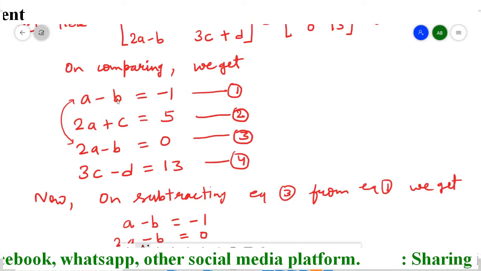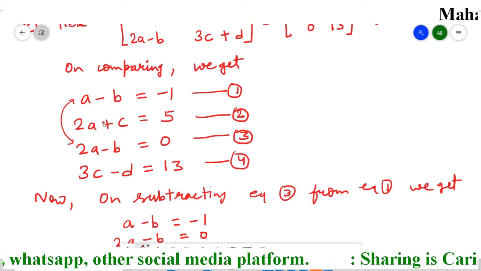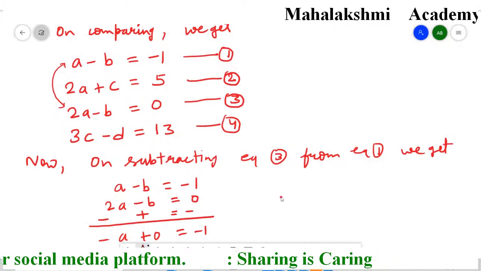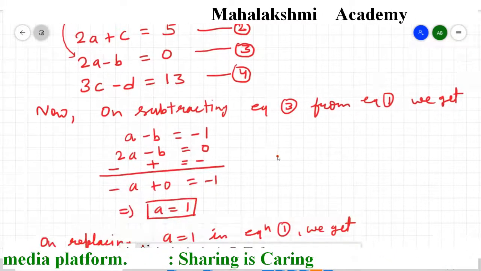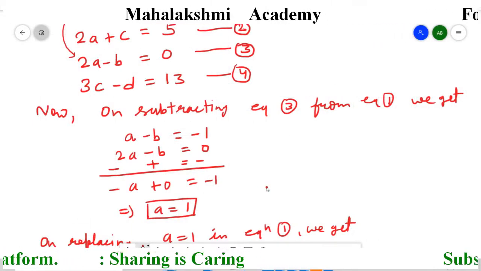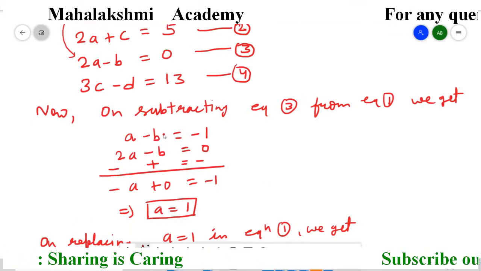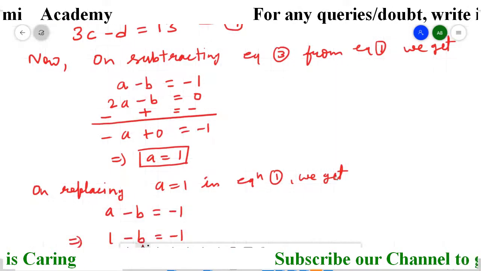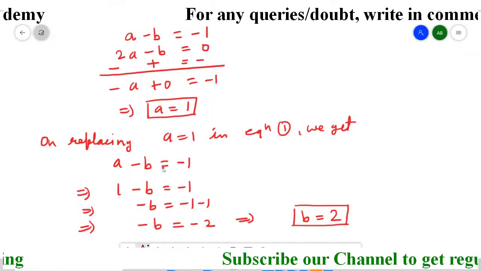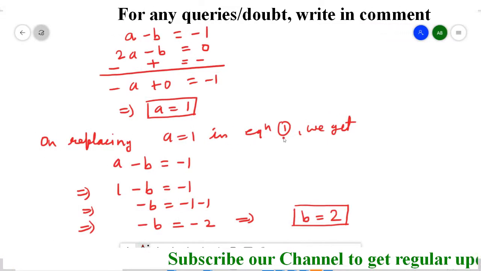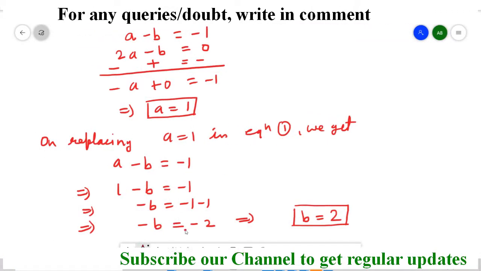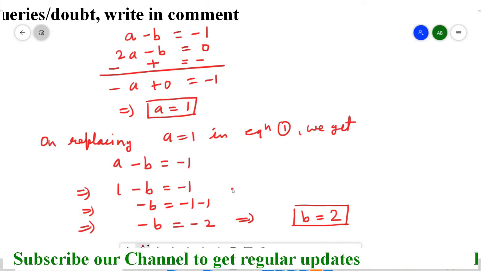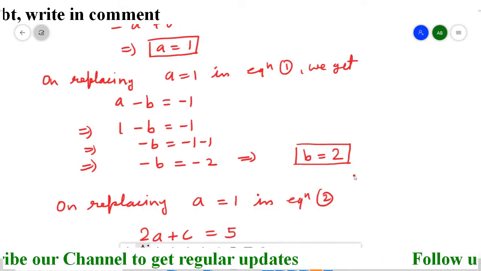In this, the b's are the same, because their coefficients are the same, so we will subtract them. I subtracted equation 3 from equation 1, that gave me the value of a as 1. Now this value of a, replace in any one equation, either equation 3 or equation 1, to get the value of b. I replaced a in equation 1 and that gave me the value of b as 2.